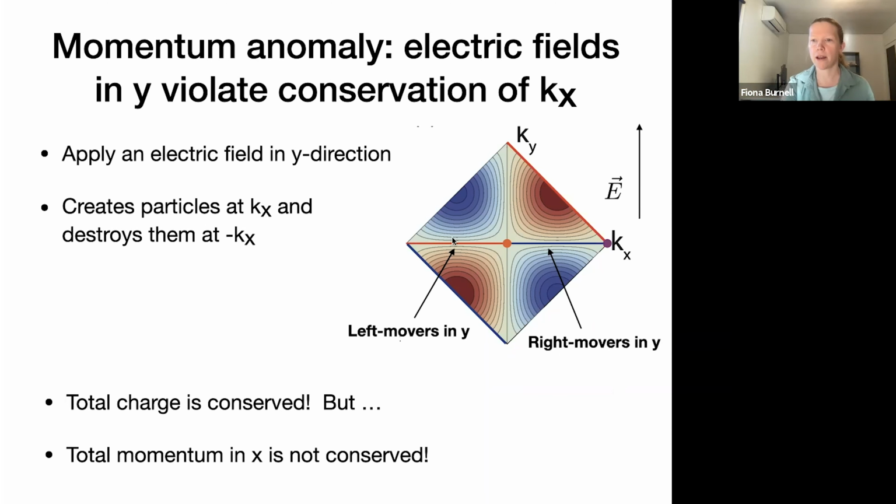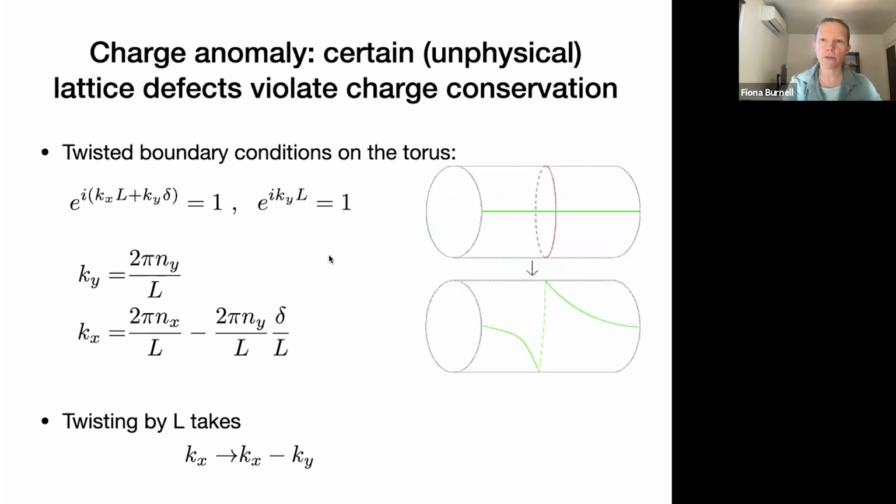Here it's a field in y, and we're failing to conserve the momentum in x, and that's the thing that we're going to be worried about. Okay, and so that's our sort of analog of the anomaly, is momentum non-conservation. Now, there's another interesting thing that happens in this system.